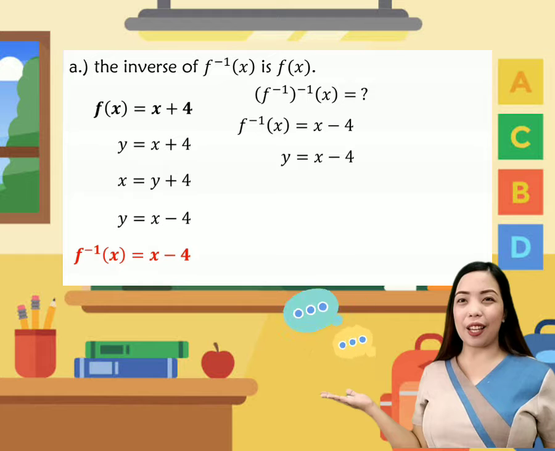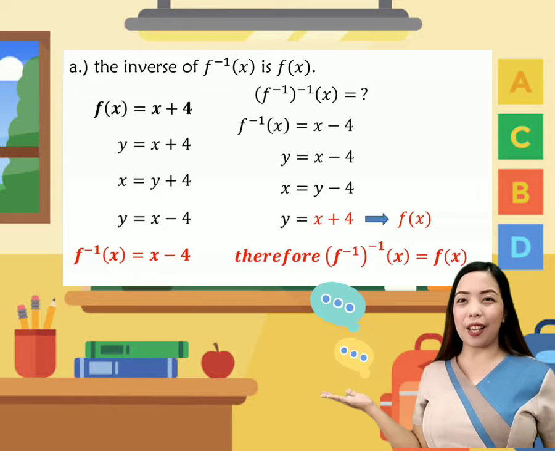Step 2, let us interchange the x and y variables. So x is equal to y minus 4. Then step 3, let us solve for y. To solve for y, let us move negative 4 to the other side. So this will become y is equal to x plus 4. But what is x plus 4? X plus 4 is actually our f of x. So it means after getting the inverse of the inverse, we return to our original function. Therefore, the inverse of f inverse of x is equal to f of x.